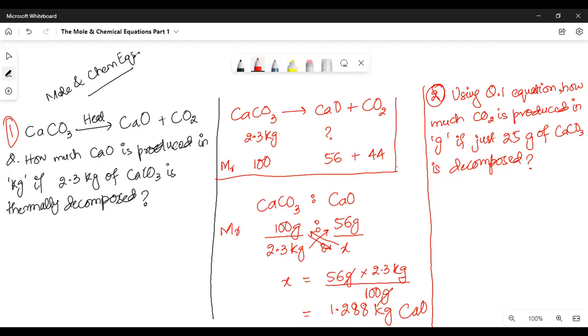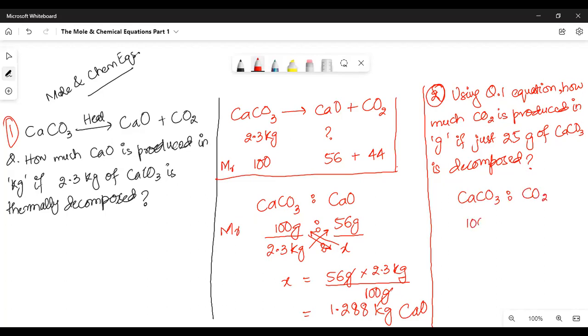That's perfect. The answer is 11. So you just changed the whole ratio with calcium oxide. Instead of that, you took carbon dioxide. So I hope you have done the same. So calcium carbonate is taken in ratio with carbon dioxide this time, not calcium oxide.